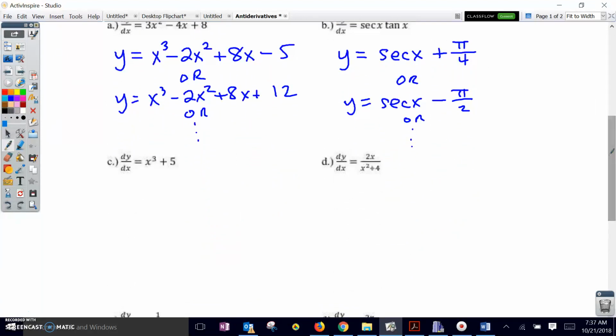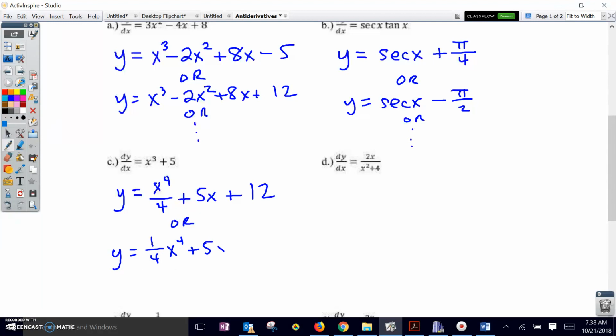Alright, let's go on to part C. An antiderivative of dy dx equals x cubed plus 5. The antiderivative of dy dx is y. What, when I take the derivative of it, gives me x to the third? That's either x to the fourth over 4 or 1/4 x to the fourth. Either way we write that, that would be fine. The antiderivative of 5 is 5x. And then I could have something that looks like this.